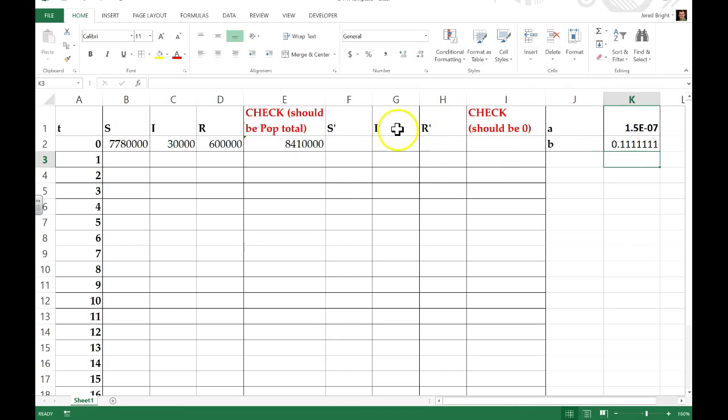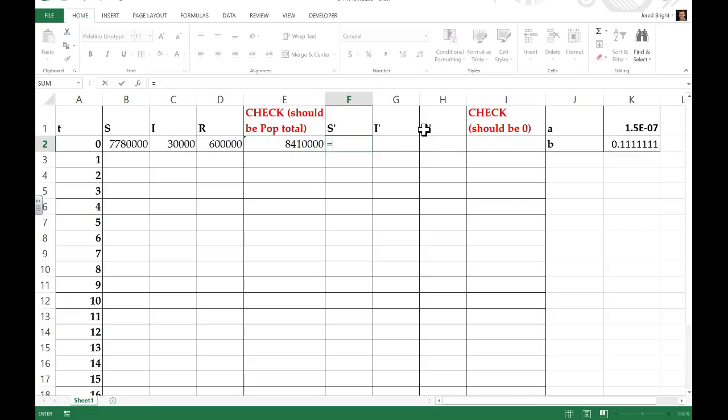Okay, so I have those in here, and the reason I put those in their own cells is because I'm going to use cell referencing. We also have the rate of change equations for this, so I'm going to enter that as well.